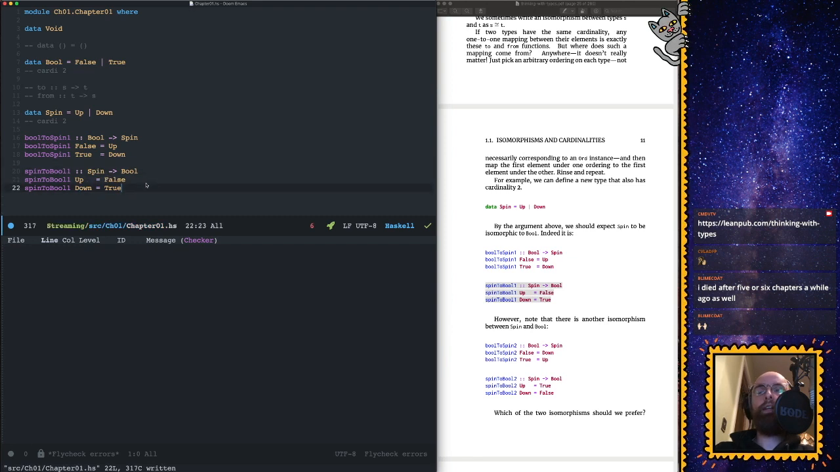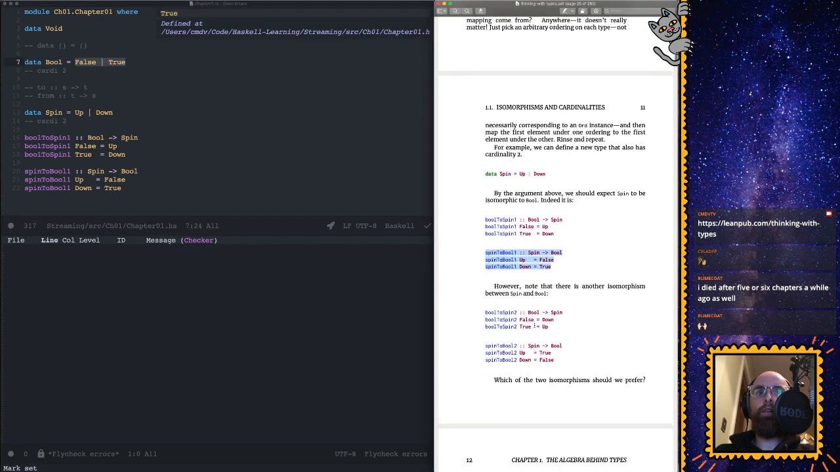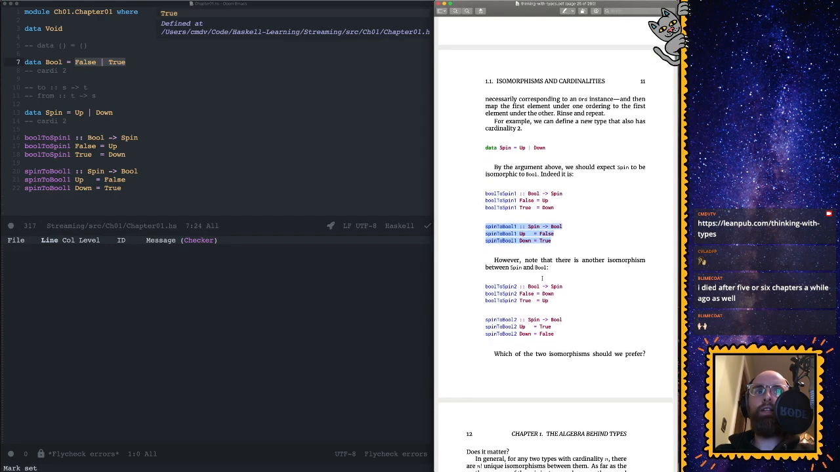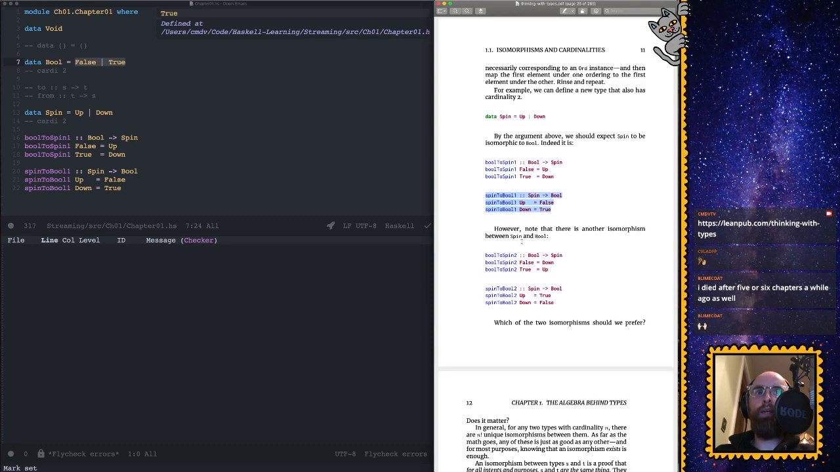Yeah, and that's going the other way, isn't it? So we've gone from Bool to Spin, and now we're going from Spin to Bool. And clearly, they can quite happily relate to each other because they're both of a cardinality of 2. Okay, that makes sense. However, note that there is another isomorphism between Spin and Bool.